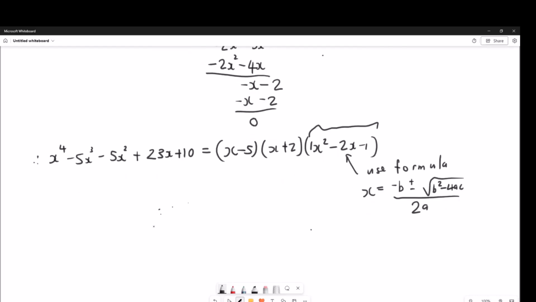So the zeros are, we had 5, and then we can see it's minus 2. And then using the quadratic formula, you'll see the other two roots are 1 plus or minus the square root of 2. Right. So those are your zeros, guys, okay?